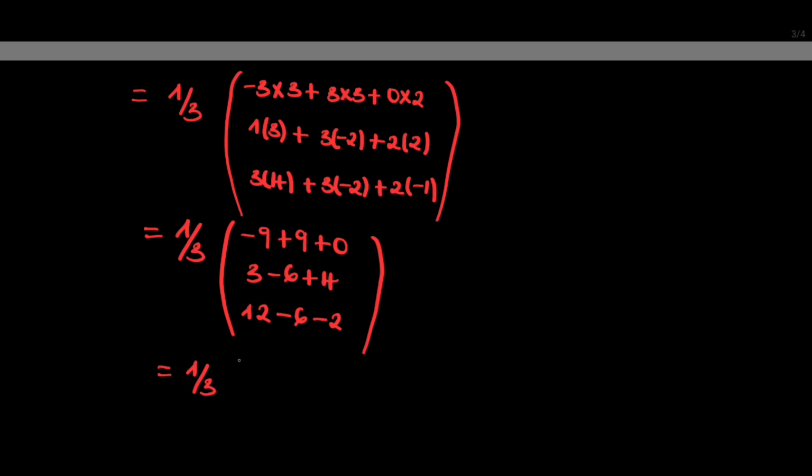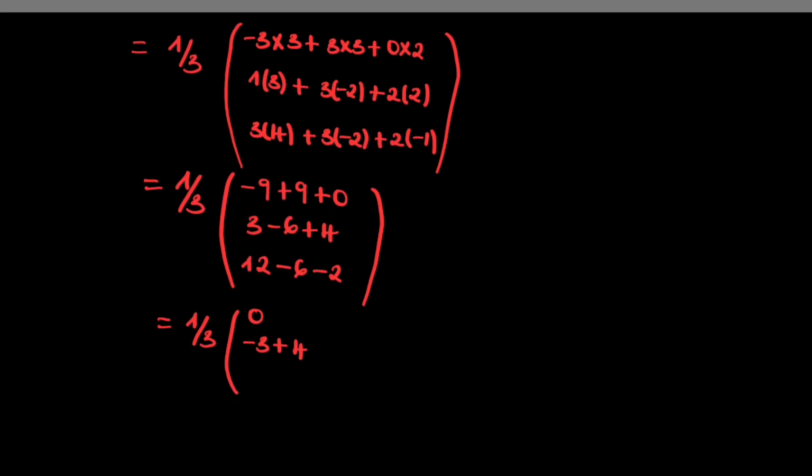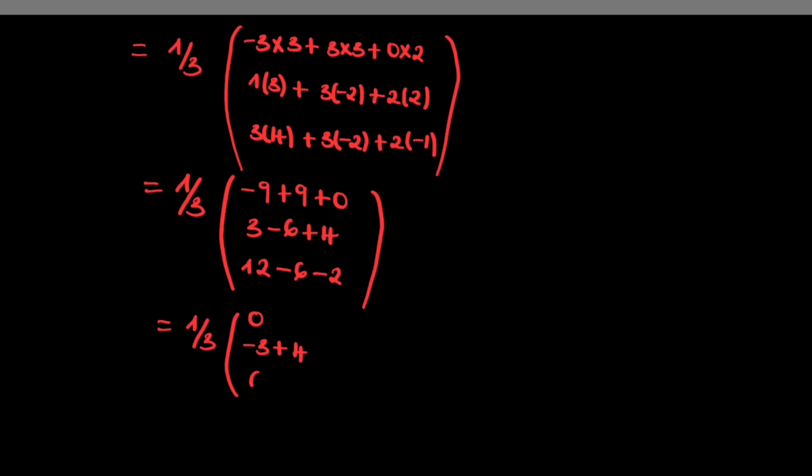So we still have the 1/3. Minus 9 plus 9 is 0. 3 minus 6 is minus 3 plus 4. Now we have 12 minus 6, which is 6 minus 2. So we simplify again. I'm just simplifying step by step to make things easier for me. So we have 0. Now we have minus 3 plus 4, which is 1. And we have 6 minus 2, which is 4.